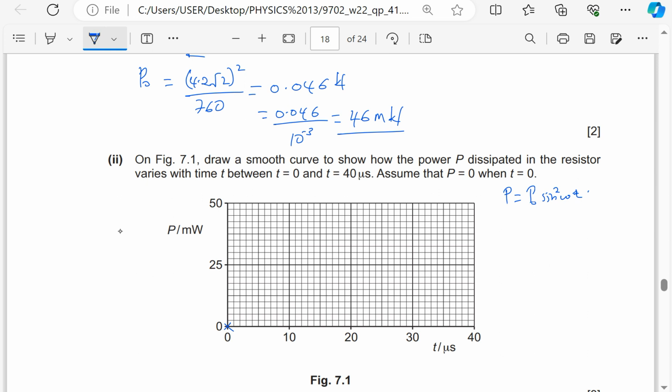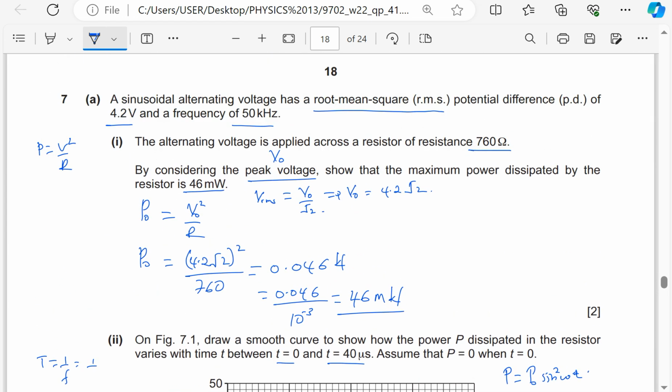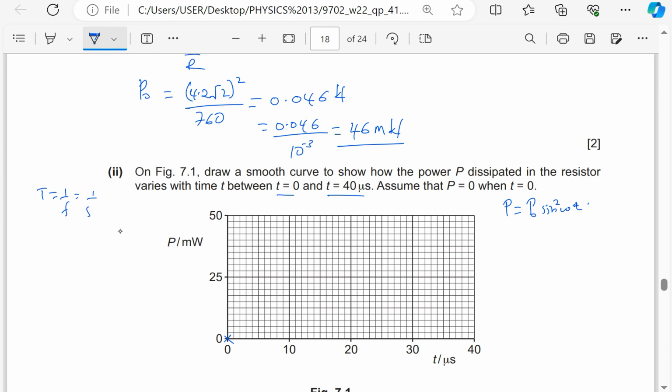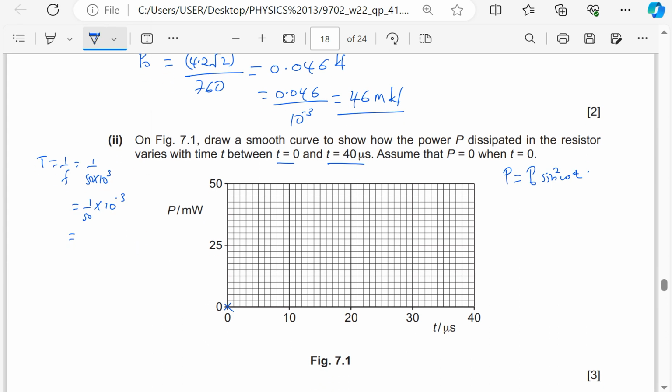Then they told us between t equals 0 and t equals 40 microseconds. Let's first find the period. They gave us frequency, and period is equal to 1 over f, which is going to be 1 over 50 times 10 to the power of 3, which is 1 over 50 times 10 to the power of 3. I just want to divide 1 by 50. That is 0.02 times 10 to the power of minus 3.